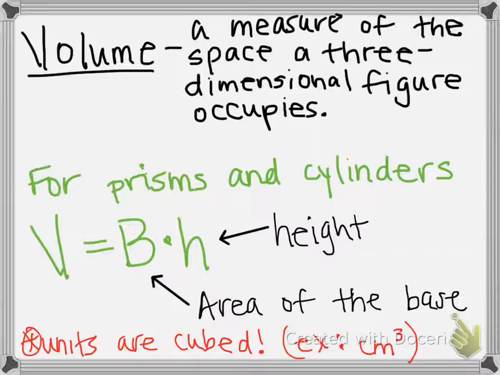So for prisms and cylinders, the formula is the same, which, as you can imagine, is why we group these two solids together. Volume is capital B times H. H still stands for height, and capital B still stands for area of the base. One thing I want you to note is that units will now be cubed. For example, centimeters cubed or cubic yards. And that's because now we're using up 3 dimensions instead of 2.